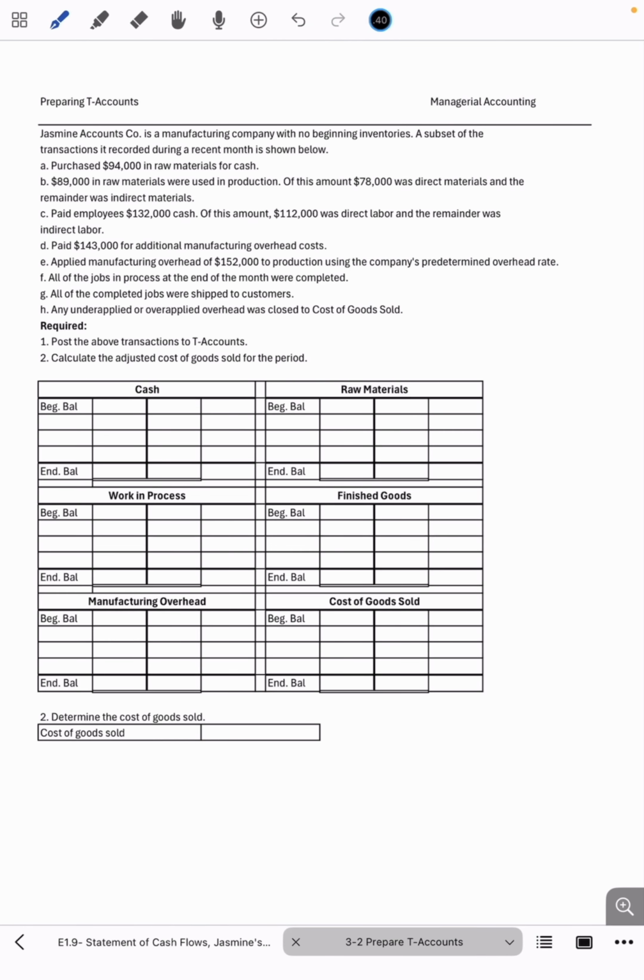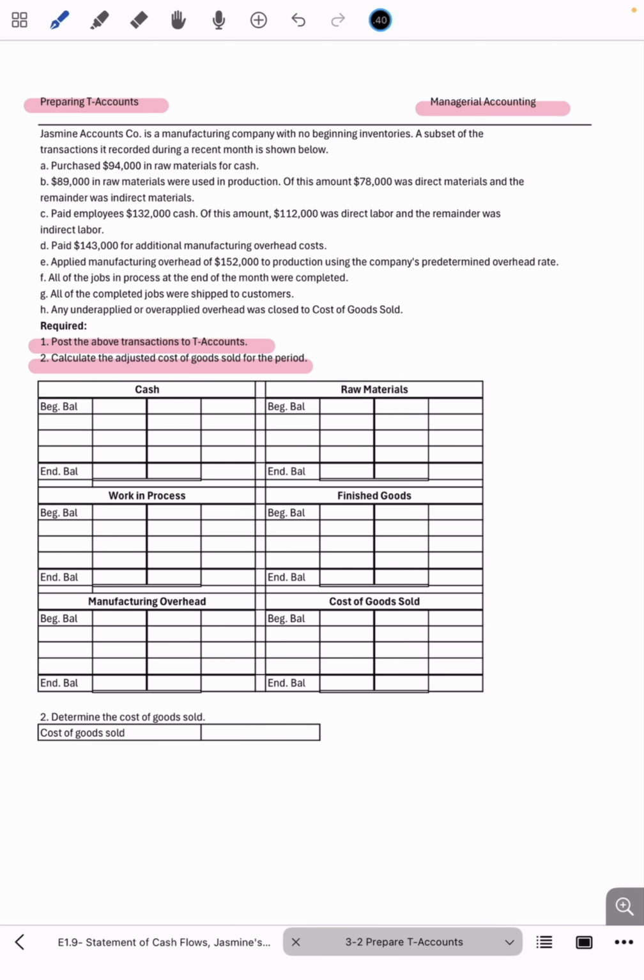Okay, you guys, I am going to show you how to prepare T accounts. So this exercise wants us to post the above transactions to the T accounts, and then we're going to calculate the adjusted cost of goods sold for the period. And a question like this is something I learned in managerial accounting, so I'm sure you probably will as well.